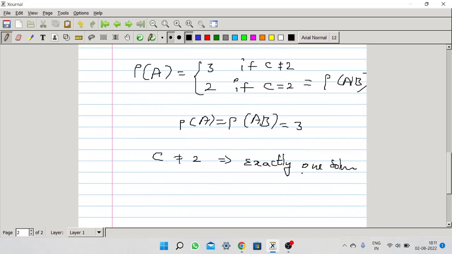Whenever C is equal to 2, it has infinite number of solutions. Here it is a mistake, but just correct it. It should be the system of equations should have exactly one solution, and the answer should be C is not equal to 2. This is about the first question.